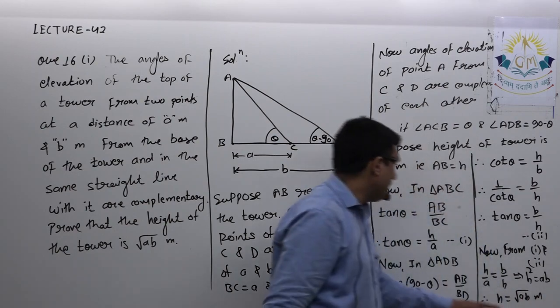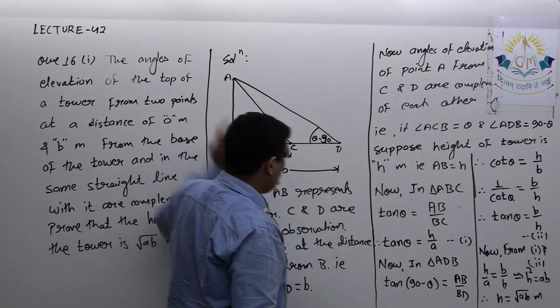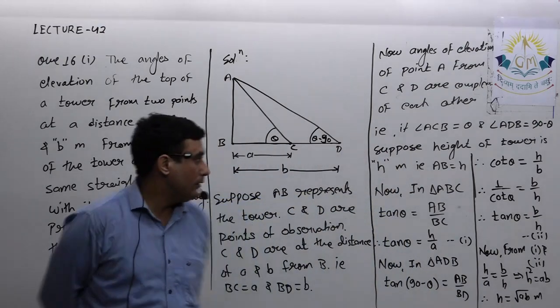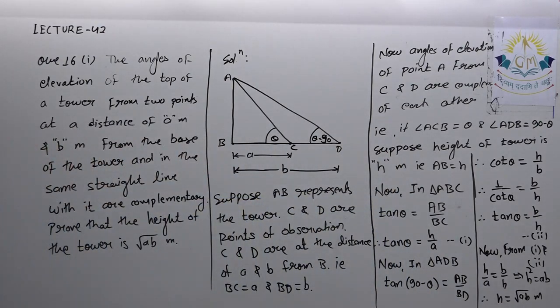meters, and h represents the height of the tower. So here we got h equal to root ab. So please note it down, then we'll see the next question.